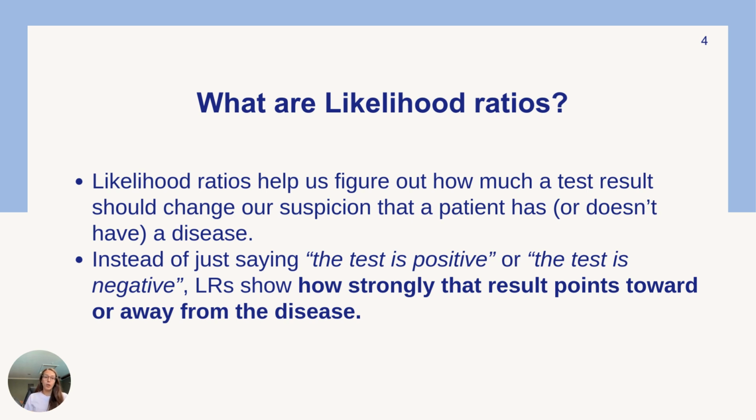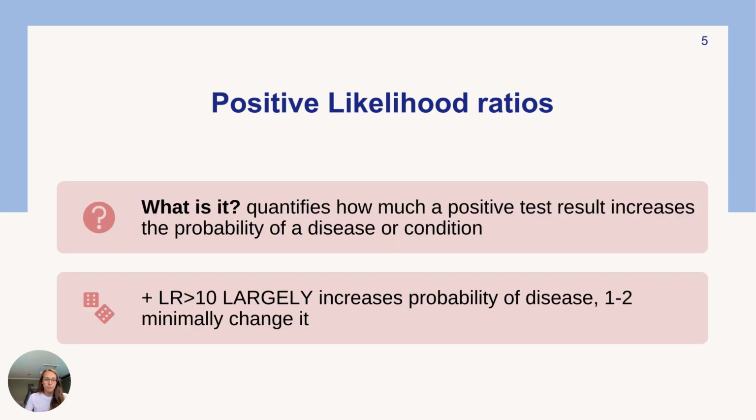So, where do likelihood ratios come in? Basically, they help us figure out how much a test result will actually change our suspicion that a person has or doesn't have a disease. So instead of saying this test is positive, this test is negative, LRs show how strongly that result points towards or away from a disease. In other words, it helps us delineate whether that test is needed before we order it. So we'll get into some case examples to illustrate exactly what I mean by this.